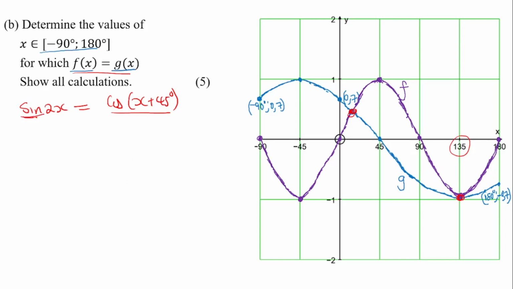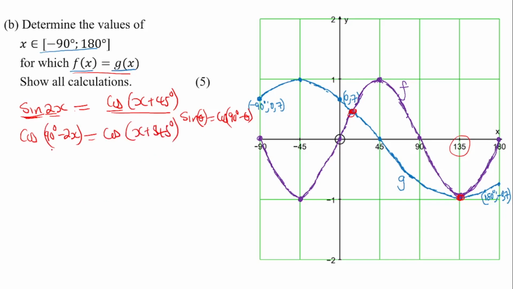We have to make these things the same. Maybe cos something is equal to cos something, or sine something is equal to sine something. So you have to remember the co-functions here. Remember, sine theta is equal to cos(90 degrees minus theta). We're going to use that here so that we change this to cos. So it's cos(90 degrees minus 2x) is equal to cos(x plus 45 degrees), like that.